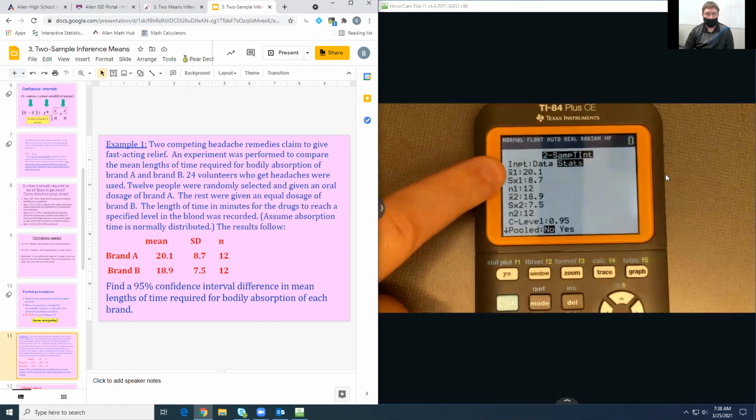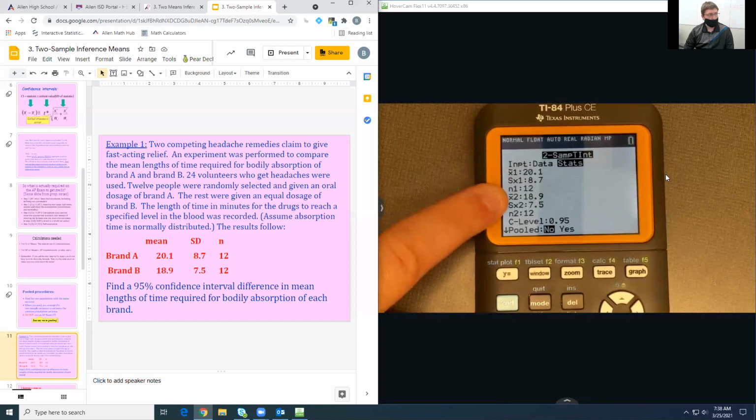So sample number 1 had 20.1 for an average and a standard deviation of 8.7 with 12 people. Boom, boom, boom. There's my first one. Sample number 2 had 18.9 for its average with a standard deviation of 7.5 and a sample size of 12. What confidence interval do we want? 95%. Remember, we don't have to be fancy. We can just type in exactly what we see, and just say no to pooling, children. Don't do it.